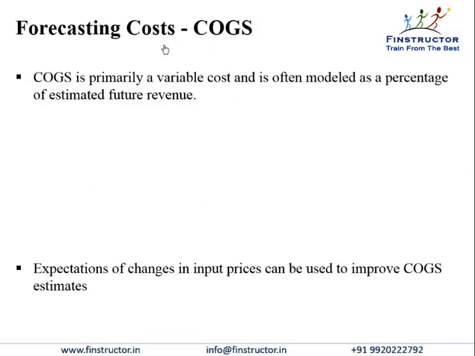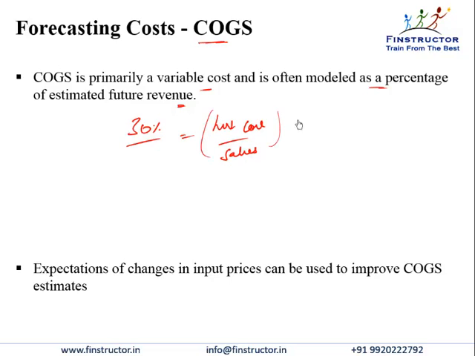Now, to forecast costs, we will take each cost item one by one. The cost of goods sold, or the raw material expenses, are the primary variable costs, and they will generally be modeled as a percentage of revenue. So we will see that historically the company has needed 30% of its sales. That is, we'll see the historical cost divided by the sales. That will give us the historical cost of materials as a percentage of revenues.